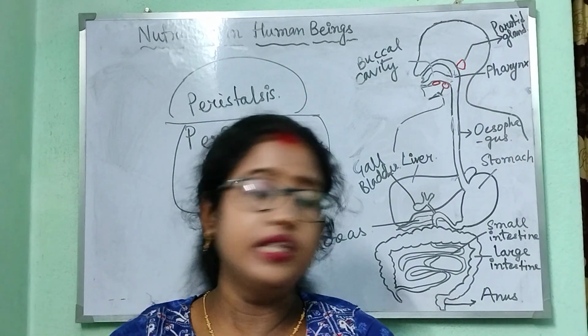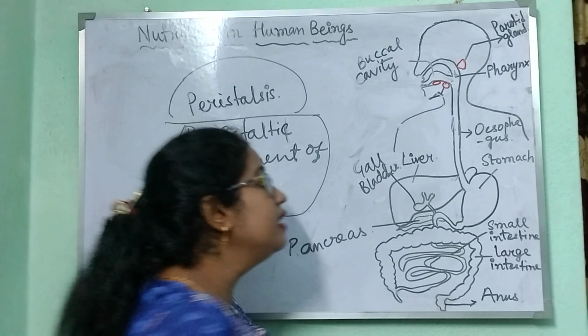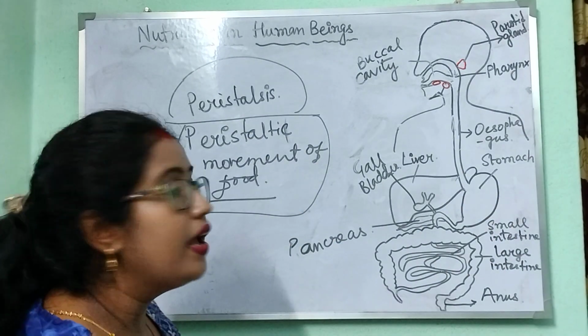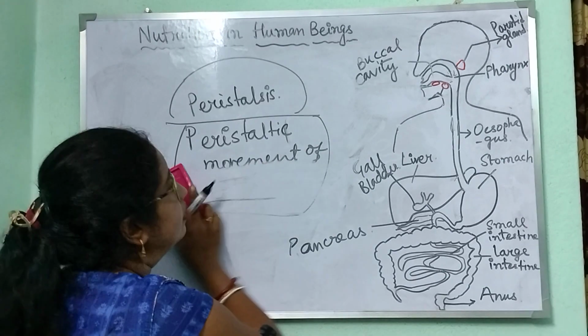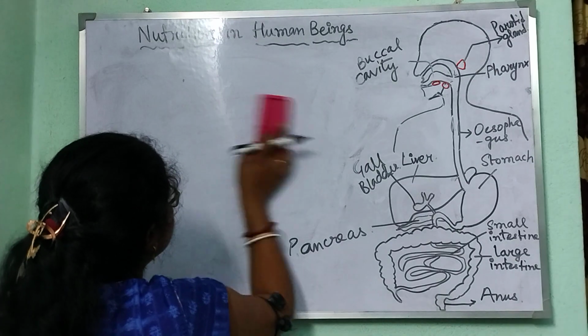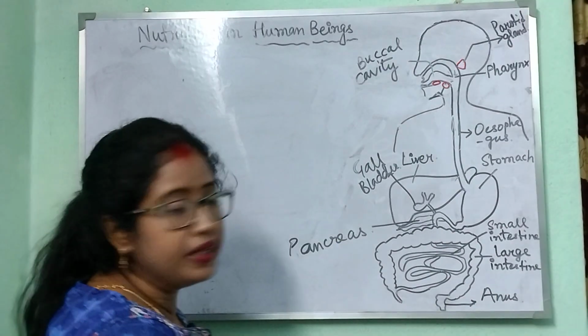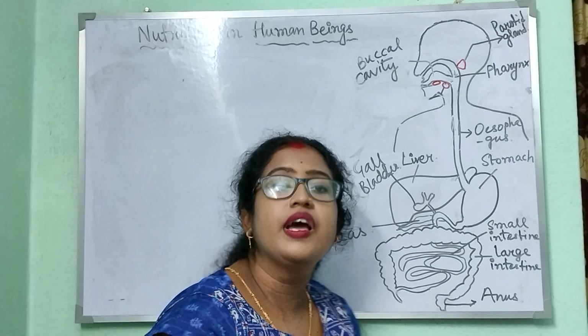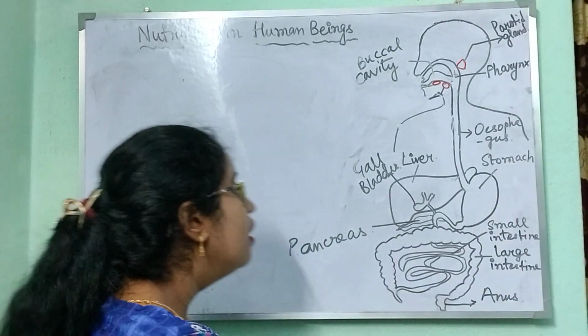The next part of our alimentary canal is this J-shaped structure. This is known as the stomach. So we have a J-shaped structure just beneath the esophagus region. This is known as the stomach.